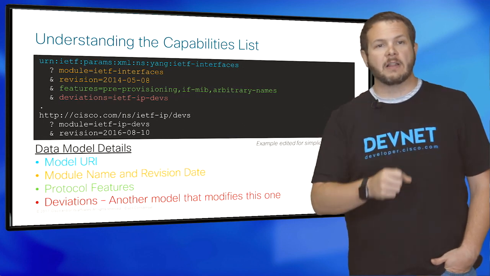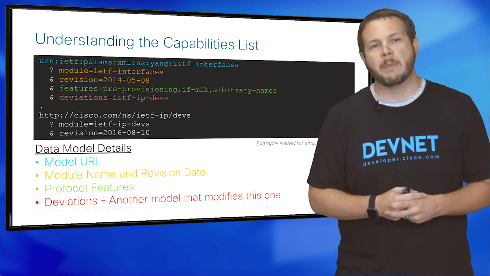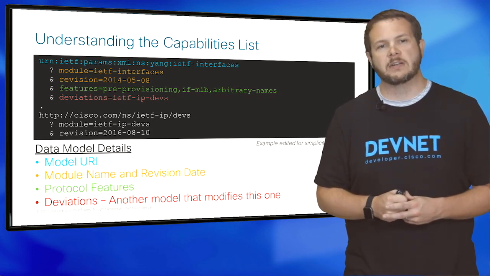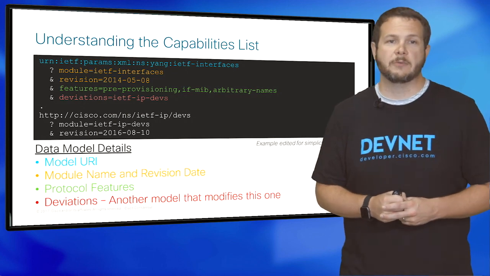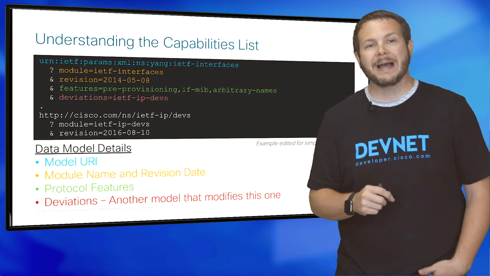In yellow in the callout here, we can see the module name and revision date. These are what we're going to refer to that module name as. And if we want to go back and look at which version of the module it was standardized and based on, you can see that by the revision date. In green, we have protocol features that are supported by this model.